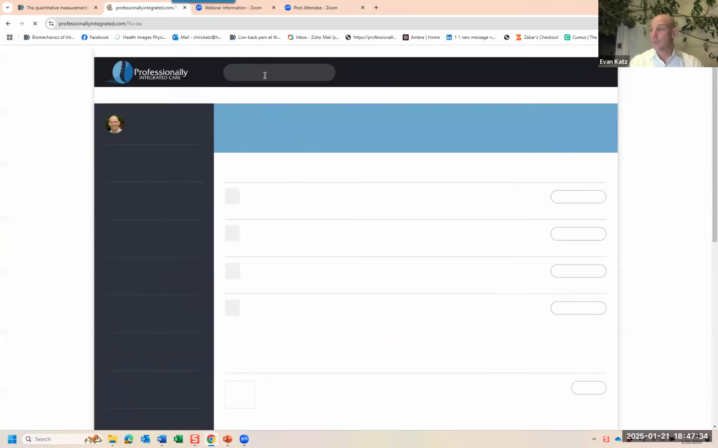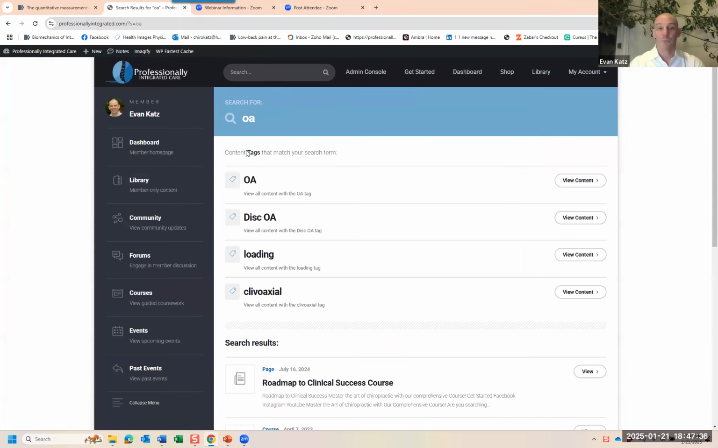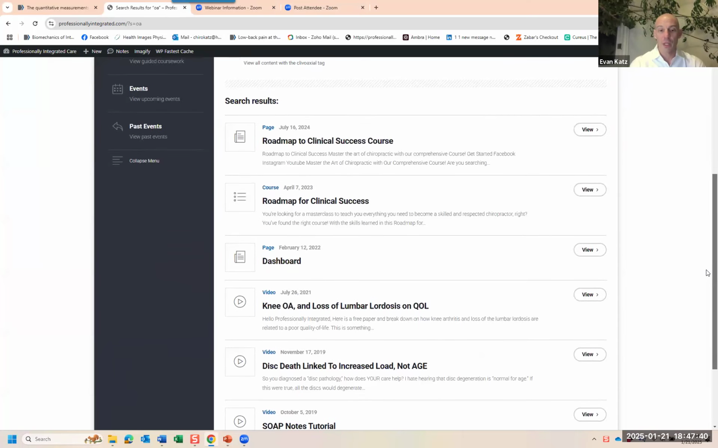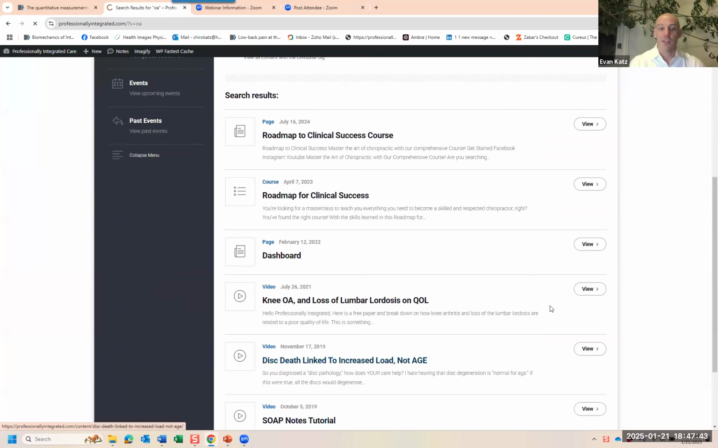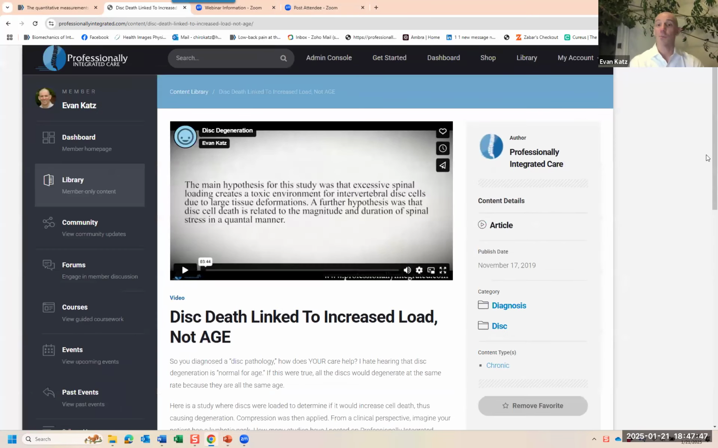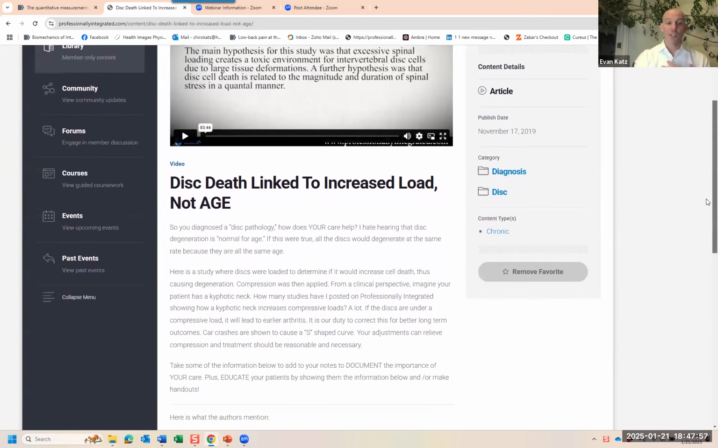And now you like osteoarthritis. So you can type in OA, right? And osteoarthritis, just with typing in OA, look, here's some studies. Hey, disc death linked to increased load, not age. So when I show them this, like, look, remember we talked about the abnormal mechanical loading, you're loading the discs. The discs are in the front of your spine. They're not supposed to break down. And they're not supposed to bear weight like yours is. And we see that all the time.